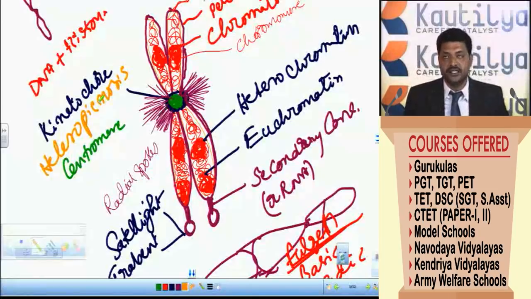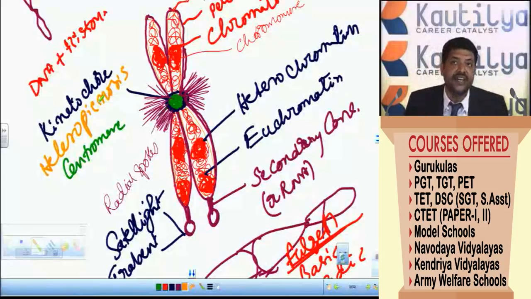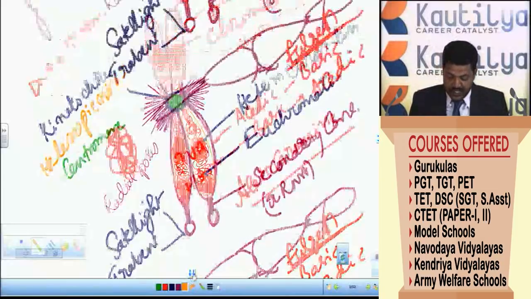In the earlier classes, I have already explained that DNA is the genetic material. DNA is the chemical basis of life, whereas protoplasm is the physical basis of life. Chromosomes are the physical basis of heredity.